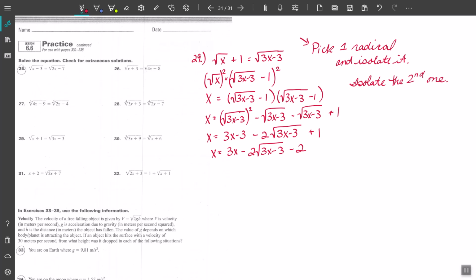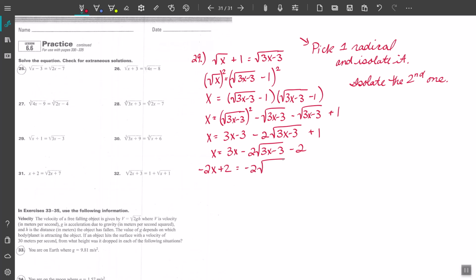Okay, so isolate the second one after you're done with this. We had to do a lot of work just to isolate that first one and get it all simplified. So now we're going to go back in and we're trying to get this square root of 3x minus 3 by itself. So we're going to have to take everything else to the other side. That's going to make a negative 2x on this side once we subtract the 3x, and a positive 2 on this side once we add the 2 to both sides.